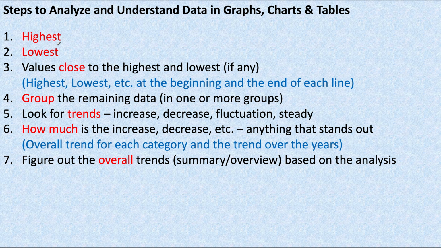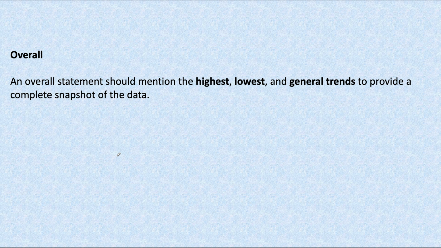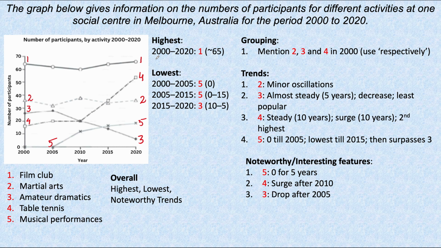Based on all of this, we try to figure out the summary or the overall. An overall statement should mention the highest, lowest, and general trends to provide a complete snapshot of the data. So when we write the overall statement, we look for the highest, which is noteworthy because there is just one category which is the highest throughout. We may mention the lowest, although there are quite a few variations, so we could choose to not write it in the overall. And we try to mention some of the noteworthy features in the overall statement as well.